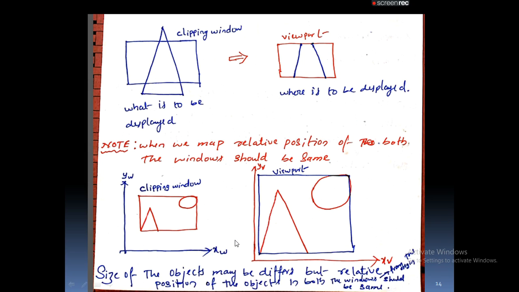These are all called the properties of the viewport. But please remember, the relative positions of the object in both the windows should be the same.